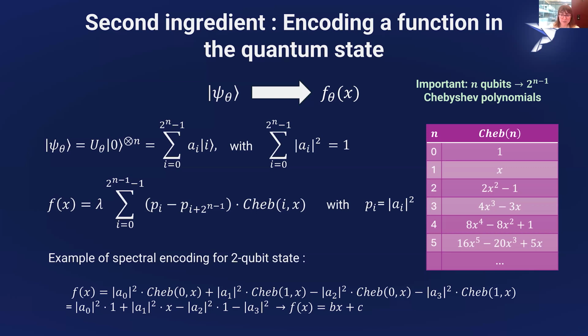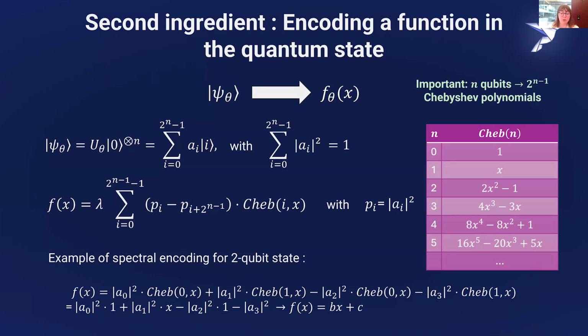So at the bottom here, we have a very simple example for 2 qubits. So with 2 qubits, we have 4 possible states and 4 amplitudes in our prepared quantum state vector, of course. Because we use the probabilities as the coefficients in the spectral decomposition, and because probabilities are always positive, we have to allow for the possibility of negative coefficients. So we use half of the states to allow for this possibility. So in this simple case, our possible results only have the form of a line because we only have 2 qubits and 2 Chebyshev polynomials.